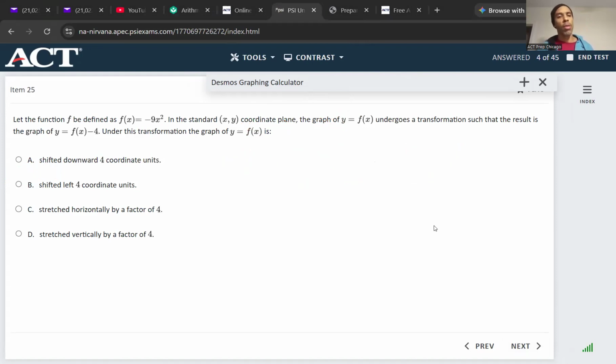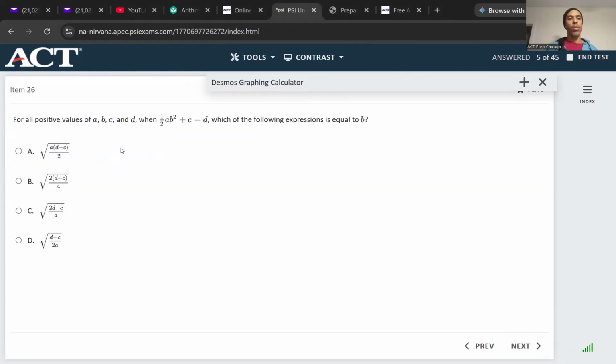All right, let the function f be defined as f of x equals negative 9x squared. It's a quadratic and it's pointing down. How do we know that? Because the negative in front of it means pointing down. In the standard coordinate plane, the graph of y equals f of x undergoes a transformation such that the result is the graph of, so we're shifting down 4. That's all this means. It takes the f of x function, this quadratic, and we shift it down 4 units. The vertical shifts are always on the outside. Horizontal shifts on the inside with the opposite sign. So under this transformation, the graph is shifted downward 4 coordinate units. That's all that is.